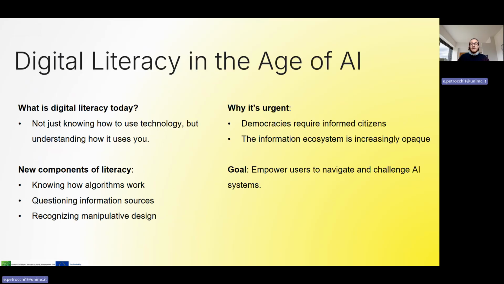And the future directions and digital literacy. Digital literacy is key in the age of AI, in our AI-based society. Digital literacy refers not just to knowing how to use the technology, but to understanding how the technology uses the user. The new components of this literacy refer to knowing how algorithms work, questioning information sources, and then recognizing manipulative patterns. It is urgent, of course, because democracies require informed citizens, and the goal is to empower users to navigate these kinds of digital platforms and digital environments.